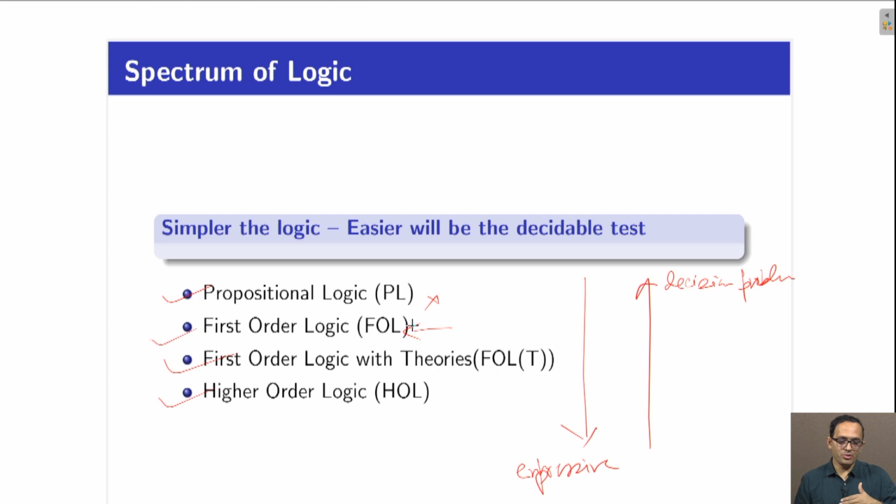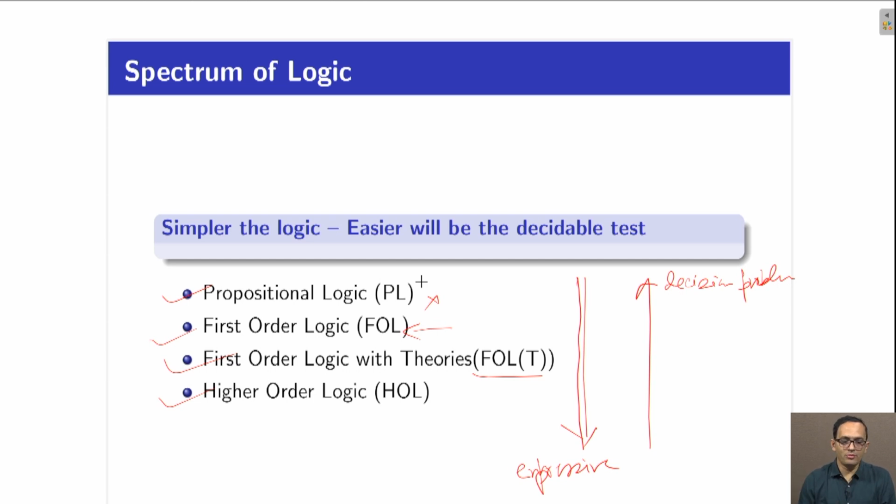Or there may be something which needs first order logic with theories but cannot be done in first order logic, and so on. If you go down the line from propositional logic to first order logic to first order logic with theories, you have more expressive power. You can model more difficult problems, but the decision problem, whether the formula is satisfiable or not, is more difficult to prove. That is why we need to know different kinds of logic, and pick the suitable one for my problem.